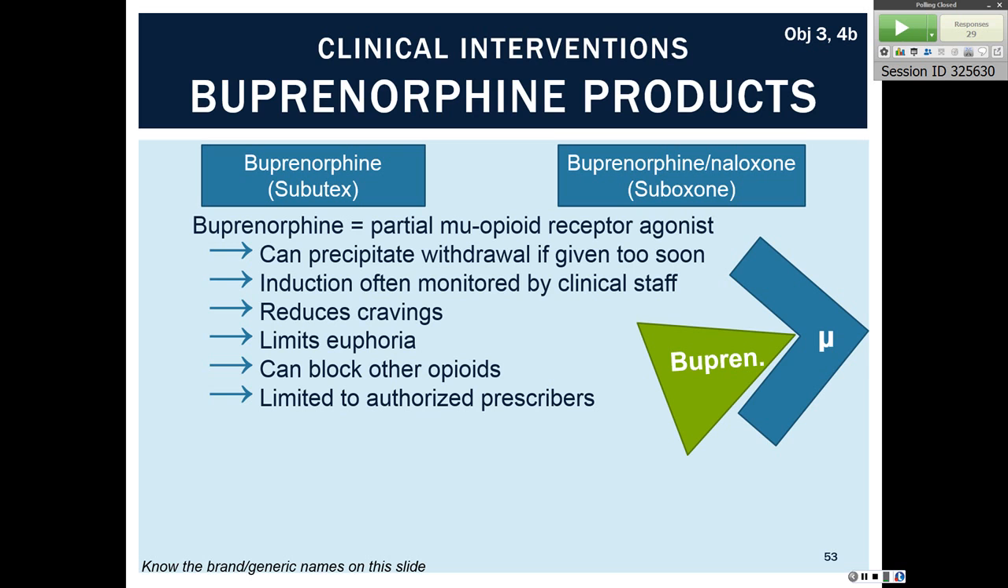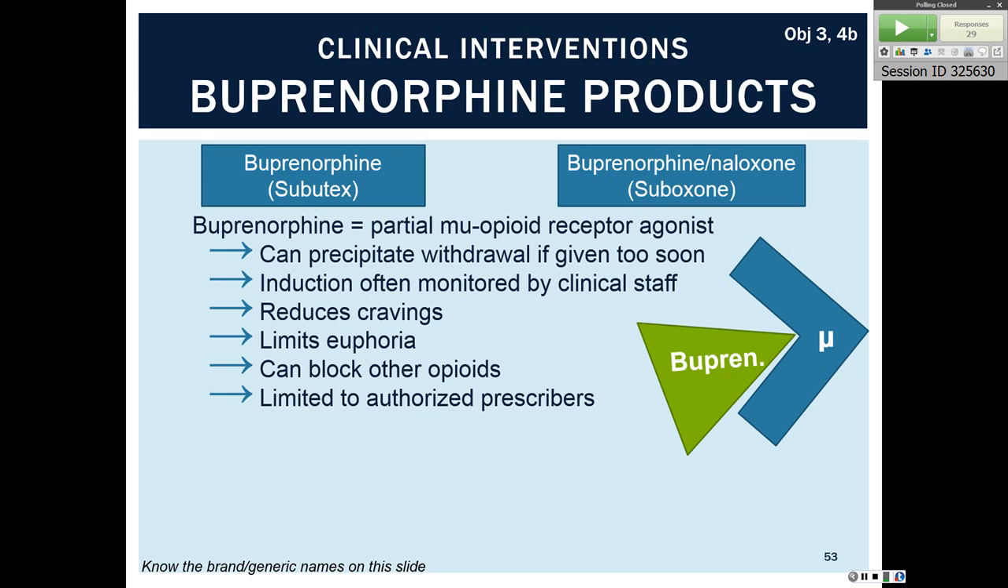So buprenorphine, like methadone, also reduces cravings. If we get to the right dose, it also limits euphoria or high. With buprenorphine, we tend to see that it's better at limiting that high than methadone is. Because of the partial agonist effect, you don't get quite as much response for each patient. And there's a maximum dose, which is on the next slide.